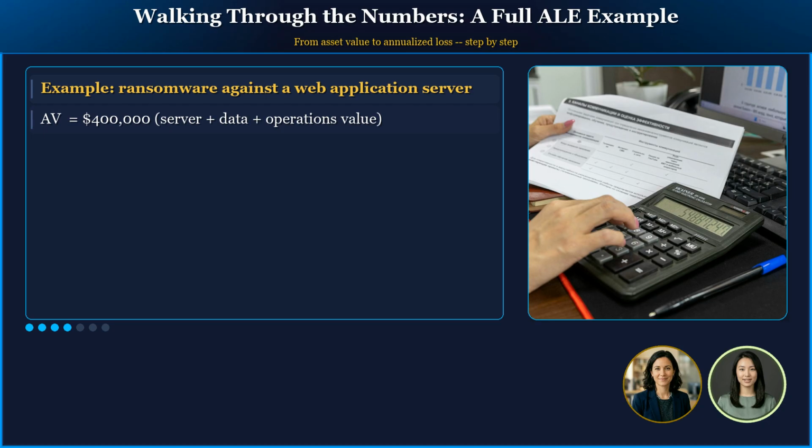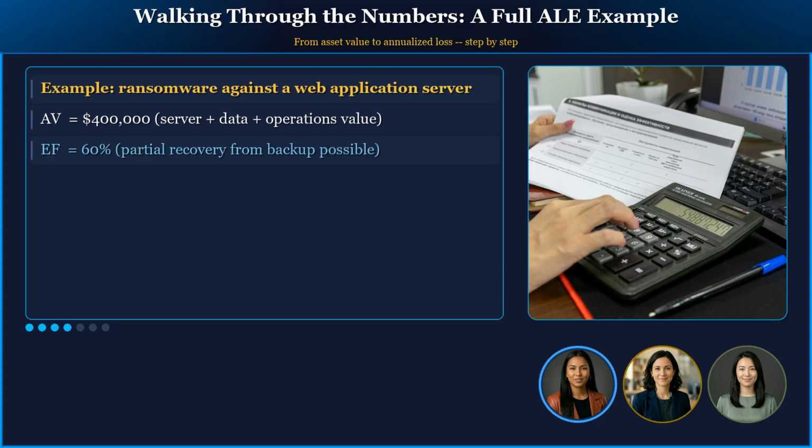Your security team estimates that if ransomware hits this server, you can recover some data from backup, but you lose significant files and operational time. The exposure factor is 60%, 60 cents lost for every dollar of asset value per incident. Single loss expectancy, $400,000 times 0.6 equals $240,000 per incident. That is the expected cost each time this specific threat successfully hits this specific asset.